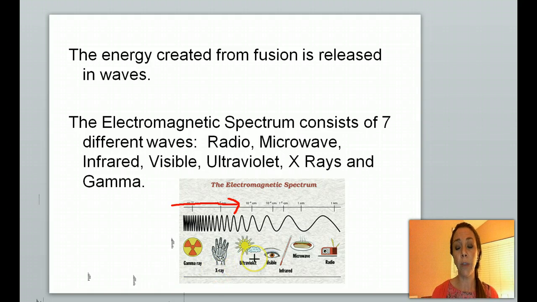And then we have ultraviolet, and we usually call ultraviolet waves UV waves. They're the ones that give us sunburns. They're the ones that come to Earth quite often. The very small part of the electromagnetic spectrum right here is our visible. This is light we can see.